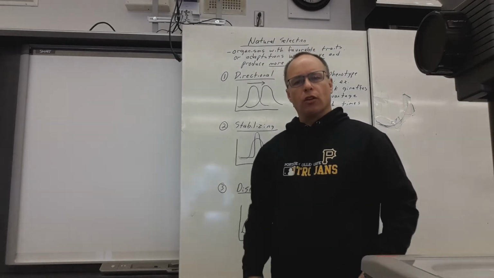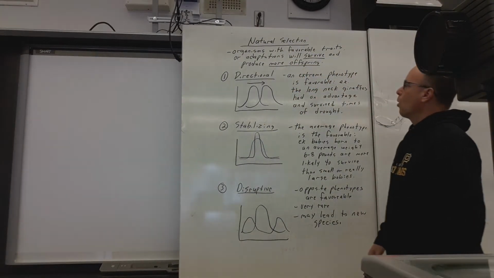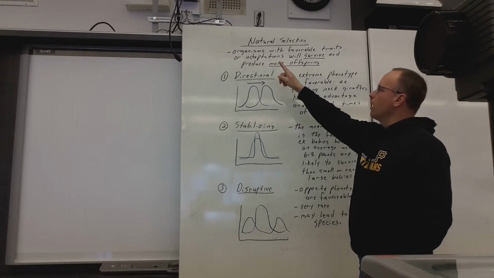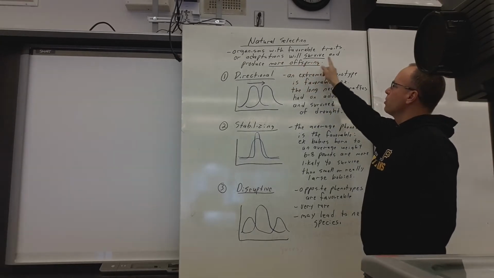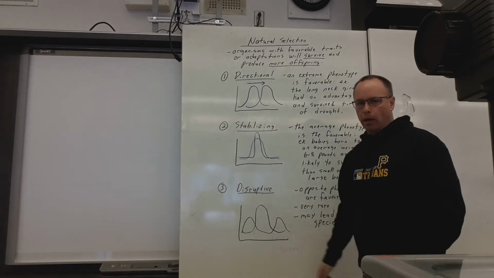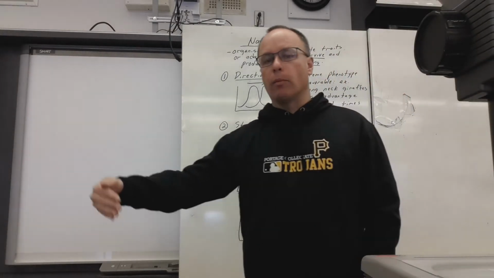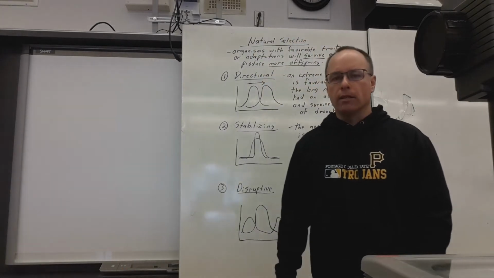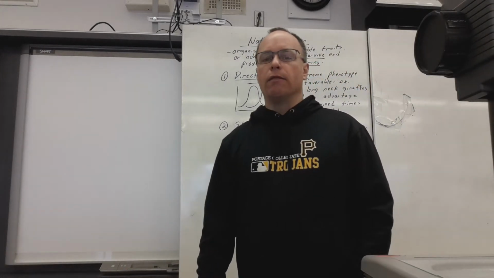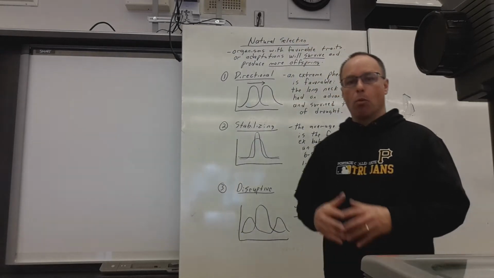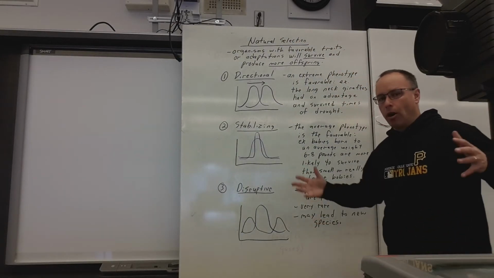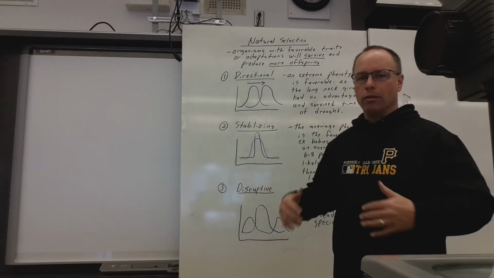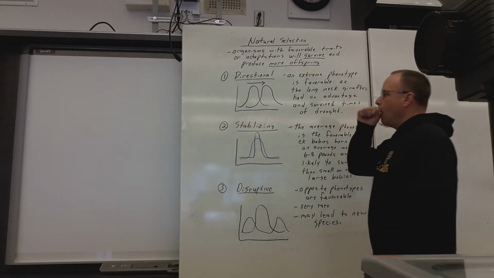kind of in a few different directions. So organisms with favorable traits or adaptations, we talked about adaptations last video, will survive and produce more offspring. The more good traits that are passed on from generation to generation, the greater chance that organism has of surviving, and becoming more numerous. That's why our numbers are getting big. We're sort of killing everybody else off to humans' advantage.